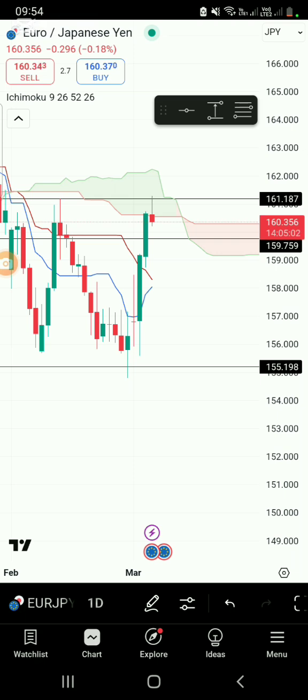All right, so this is my analysis for today. I will give an update later on in the evening, and maybe I'll try and identify if there's any trading opportunities outside of the euro USD as usual.